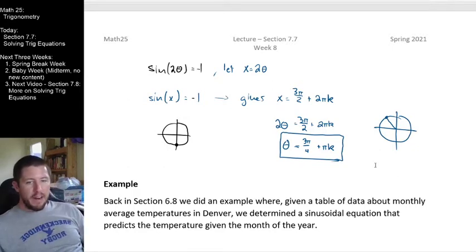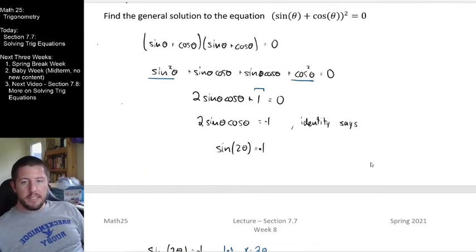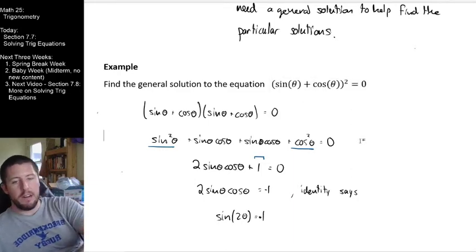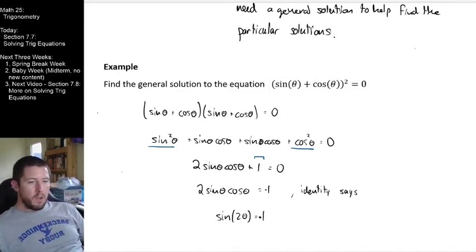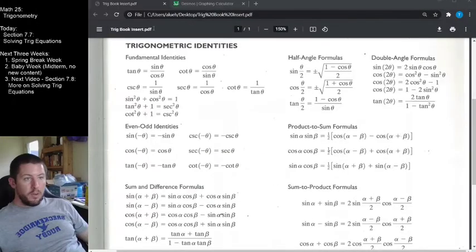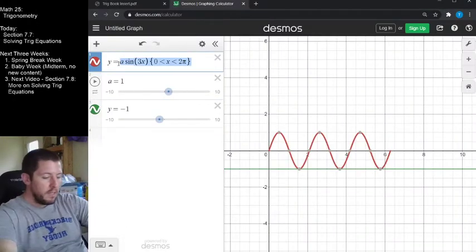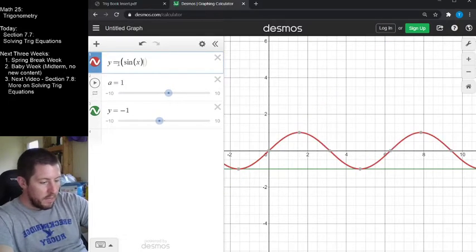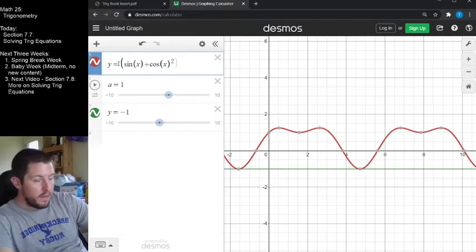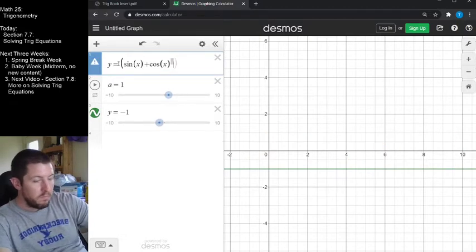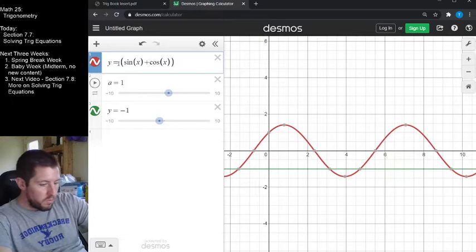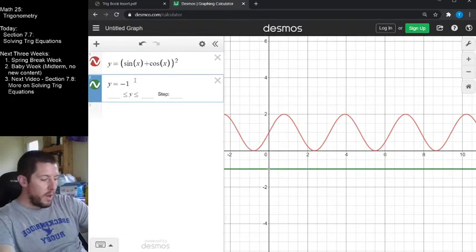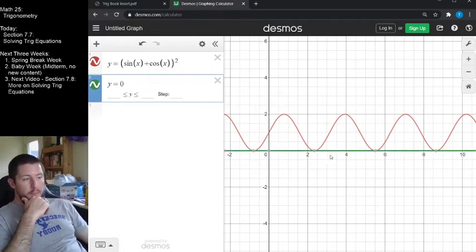Now that I introduced my negative and actually got that correct right there, let's ask Desmos if I did this correctly. We're looking for the solutions to sine of theta plus cosine of theta, squared, equals 0. So I'm going to go over here and get sine of x, and I want some parentheses first. Sine of x plus cosine of x, squared. Oh, come on, Desmos. Help me wrap it up here, man. There's that guy squared. I don't need this. And I want to know when this is equal to 0.